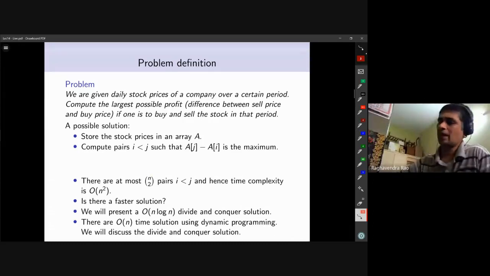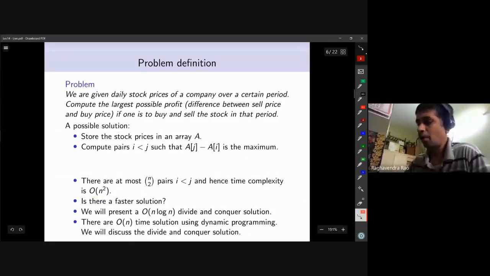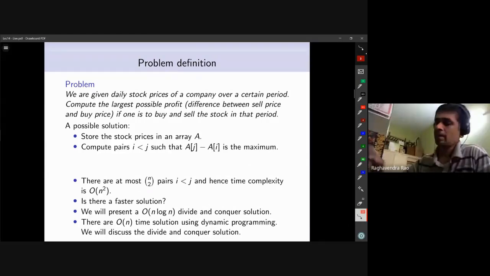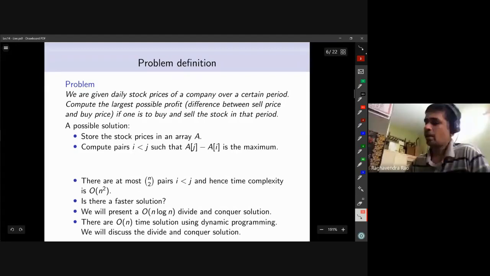Okay, so the overall time complexity will be order of n square. That is, n choose 2 is order of n square. So the brute force algorithm runs in quadratic time, that is order of n square time. The natural question is, is there a faster solution?